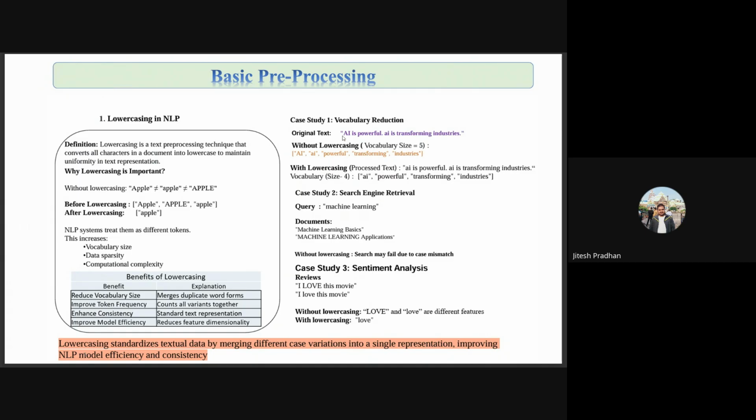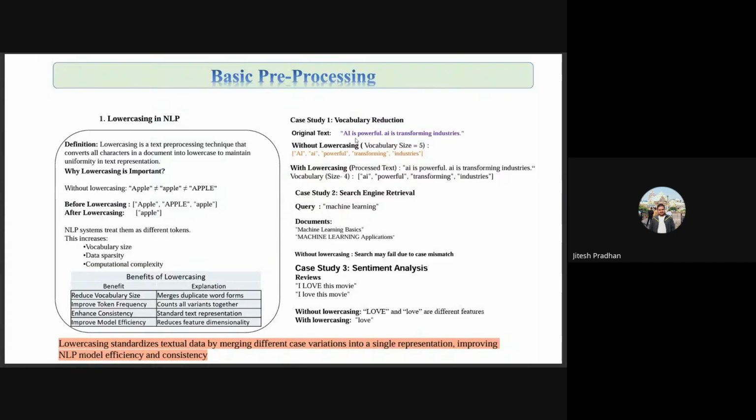This is my word. Now, without lowercasing, when we generate the vocabulary from this sentence, we will have a total of 5 vocabulary entries. The first is capital I, another is small I, then powerful is another, then transforming is another word, and industry is another word. You may be confused why I am not using "is", because this is a stop word and we will remove it. We will see in the next step how stop words are removed.